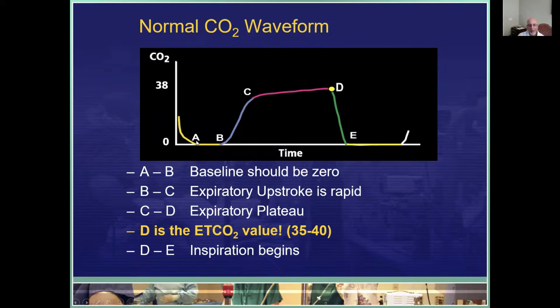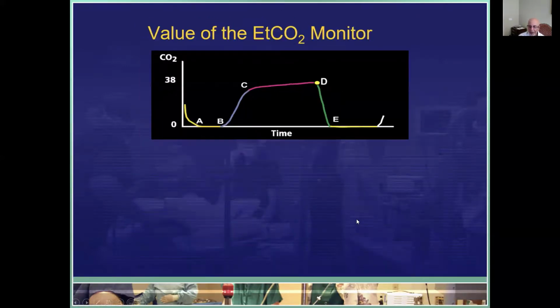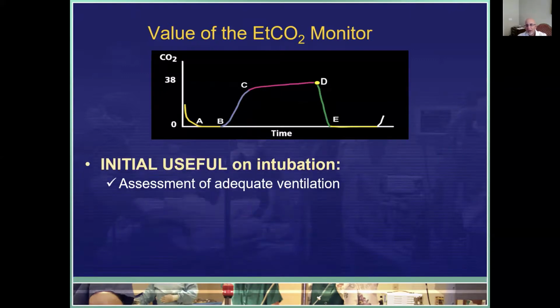The A to B here is the baseline, which should be 0. The wave rises rapidly from B to C, which is the exhalation part, which is the upstroke, which is rapid, and you reach an expiratory plateau. The end-tidal value is actually D, which is when the terminal alveoli are empty, and then the inspiration and the next cycle begins. So what is the value of end-tidal CO2?